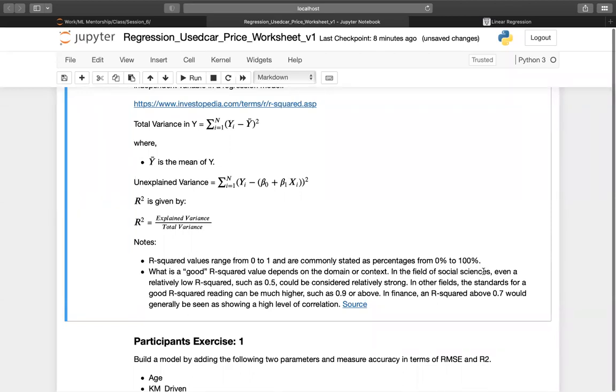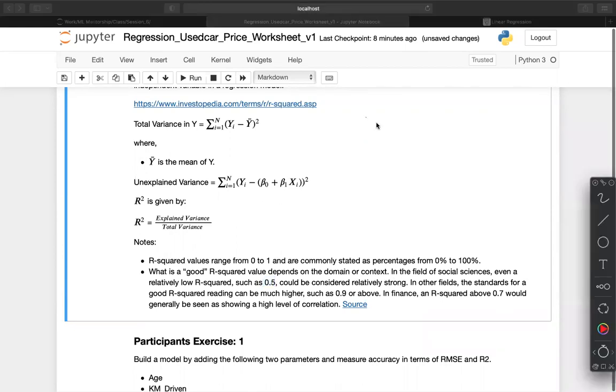In the field of social science, even a relatively low R square such as 0.5 could be considered relatively strong. Okay. Normally what we do is anything beyond 0.8 is called a very good model, 0.6 a good model, all right. Anything less than that is not a good model, but that's again a thumb rule.